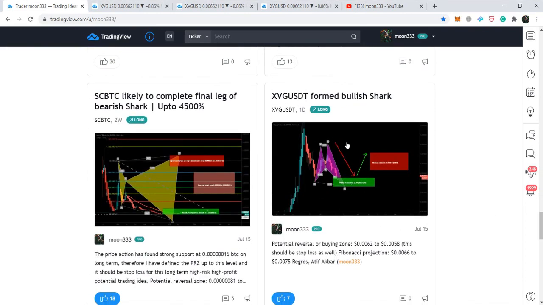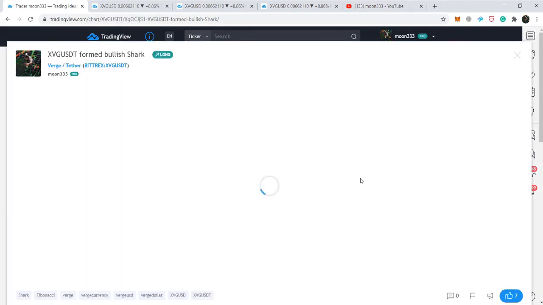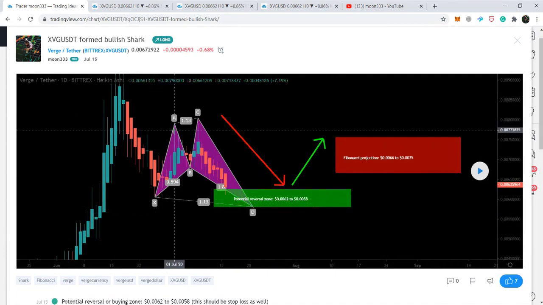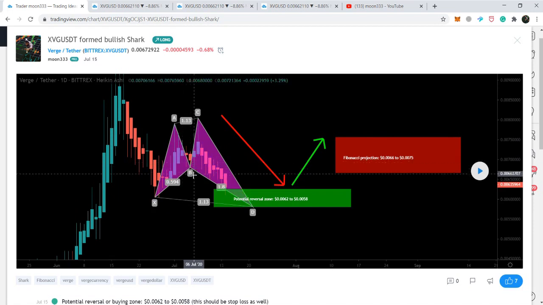This was a chart that I shared with you on 15th of July when the price action completed the final leg of this bullish shark pattern. This was the initial leg, and after that it was retraced between 0.382 to 0.618 Fibonacci retracement level. This was the first confirmation for the bullish shark.